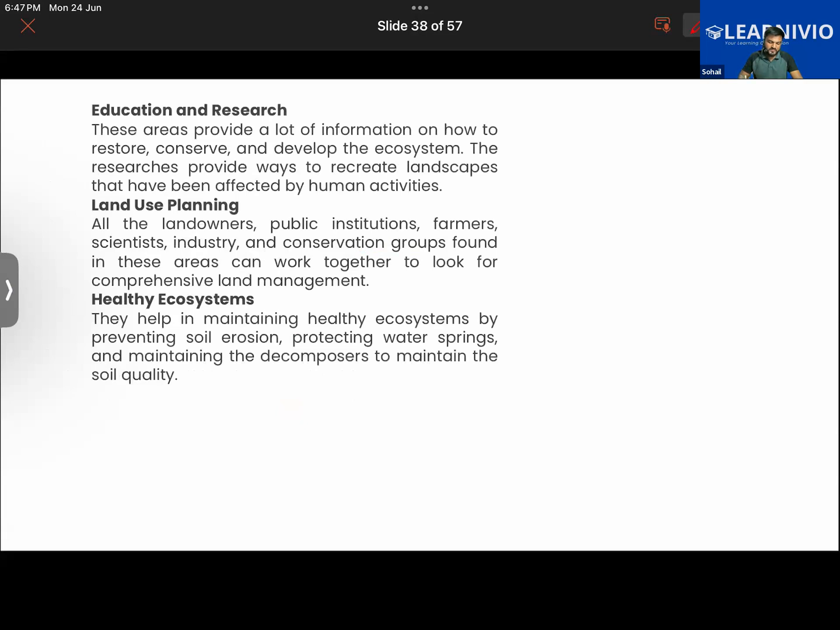So that is the thing about it. Furthermore, in education and research, the scientists or the environmentalists that would be going there, these areas would provide a lot of information on how to restore, how to conserve, and how to develop the ecosystem. The research they do provides ways to recreate landscapes that have been affected by human activities.